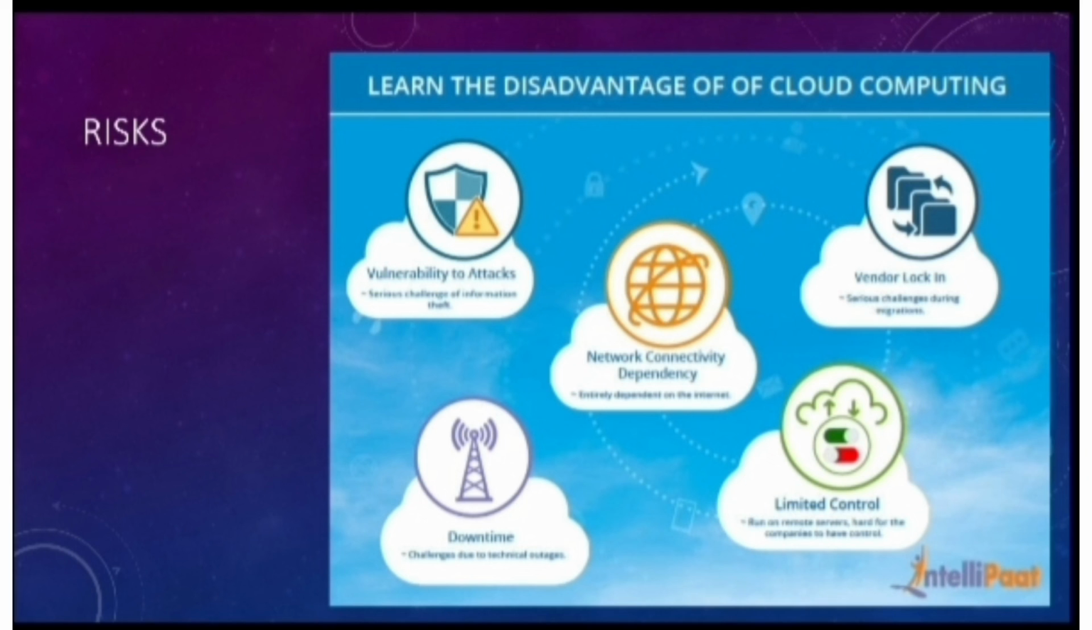Then downtime. There might be some downtime in the cloud. These challenges may be due to technical outages. Then network connectivity. Network connectivity is a major thing in cloud computing, because it is through the network that you are able to connect to the cloud. So these are some of the risks of cloud.